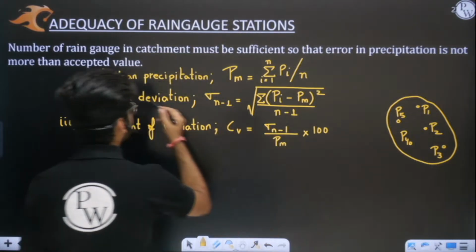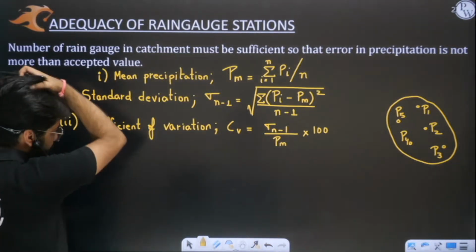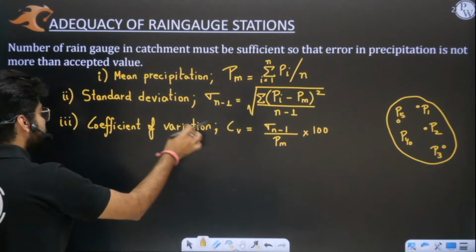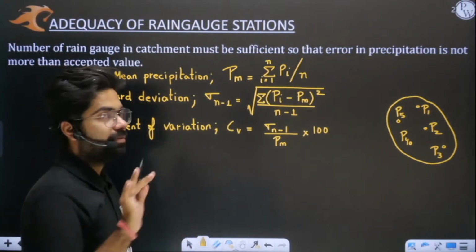Standard deviation from step number 2 upon the mean from step 1. Whatever values we have obtained, we will find the coefficient of variation in percentage. That's why we have multiplied by 100.